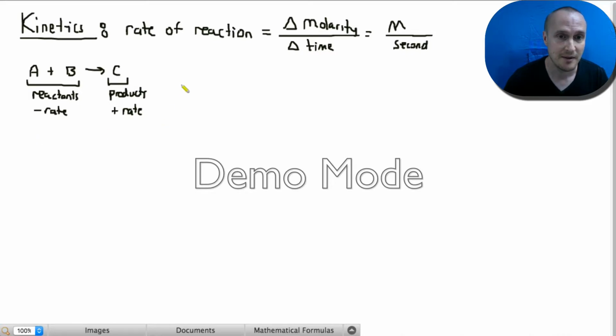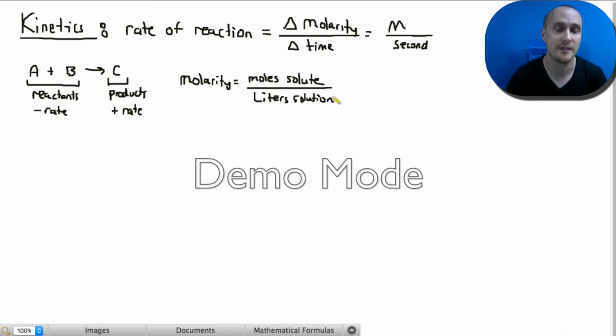So, let me remind you really quickly what molarity is. Molarity is a measure of the moles of solute divided by the liters of solution. So we think of it as something that you're putting in something else and dissolving it. Again, units of this would be moles over liters.